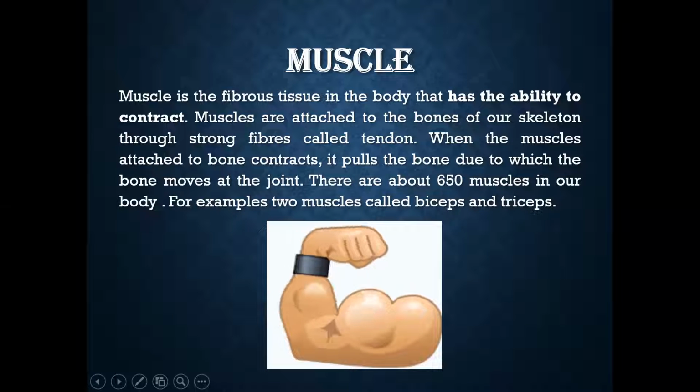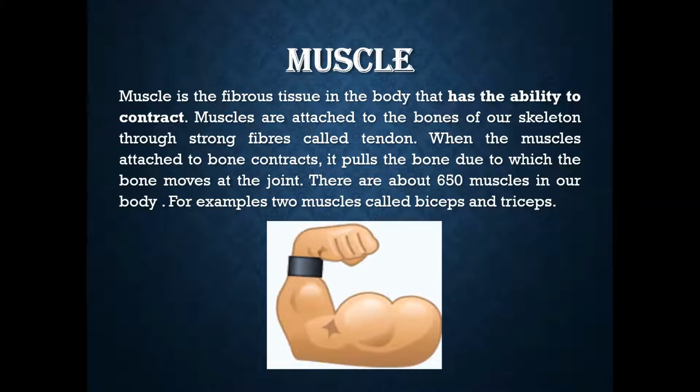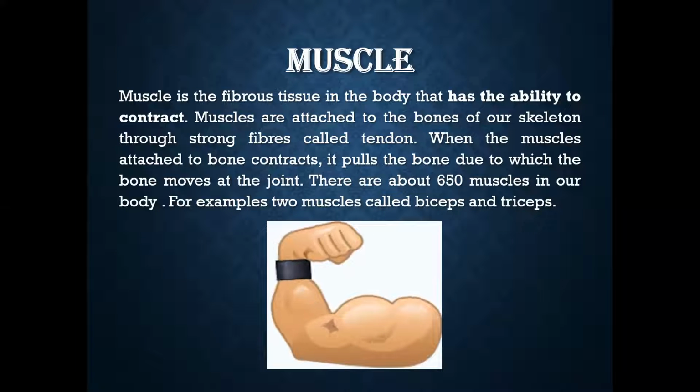Once again, the bones cannot move without muscles. Muscles are made up of elastic tissues. They are attached to the bones by strong fibers called tendons. There are about 650 muscles in our body, and each does a particular function. Muscles make up 40% of the weight of our body. Muscles work by pulling the bones. They cannot push the bones. So at least two separate muscles are required to move a bone.